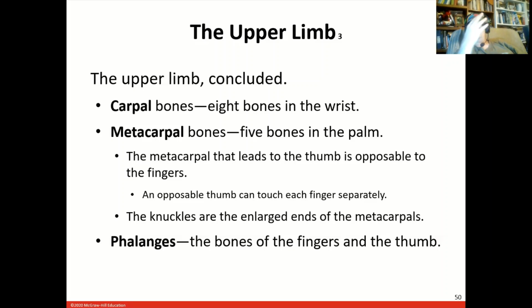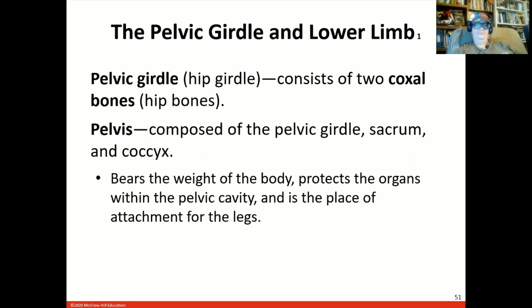The phalanges are the bones of the digits. We use the same term for the finger bones and the toe bones. A single bone there would be a phalanx, and more than one would be phalanges.